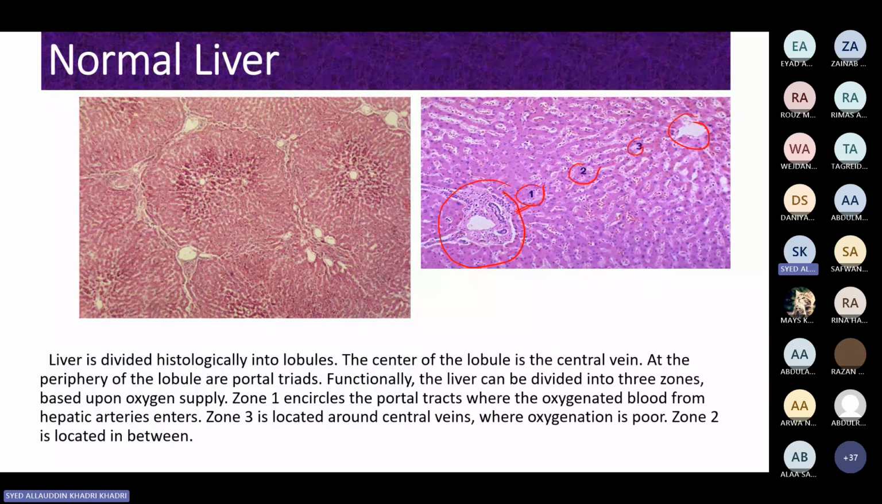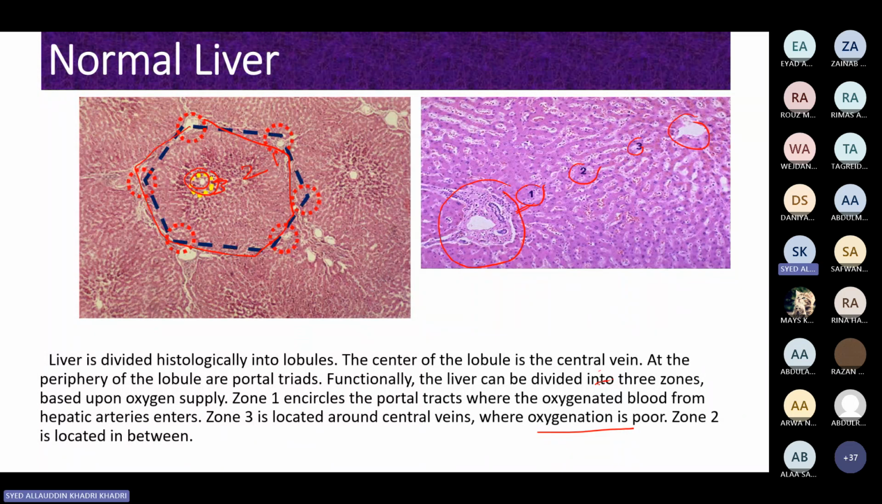Zone number 1 is near the portal tract, which has a lot of good oxygen supply because of the better blood supply. Zone number 1 encircles the portal tract with oxygenated blood from the hepatic arteries, and zone number 3 is near the central veins, where oxygenation is a little less. It's not completely absent, but a little less, so we can call it poor oxygenation. This is very important to understand. Zone number 2 is located in between. So these are basically the lobules. You can see the lobules over here, and this architecture is maintained. You can have a central vein over here, and the zones are 3, 2, and 1, like that.